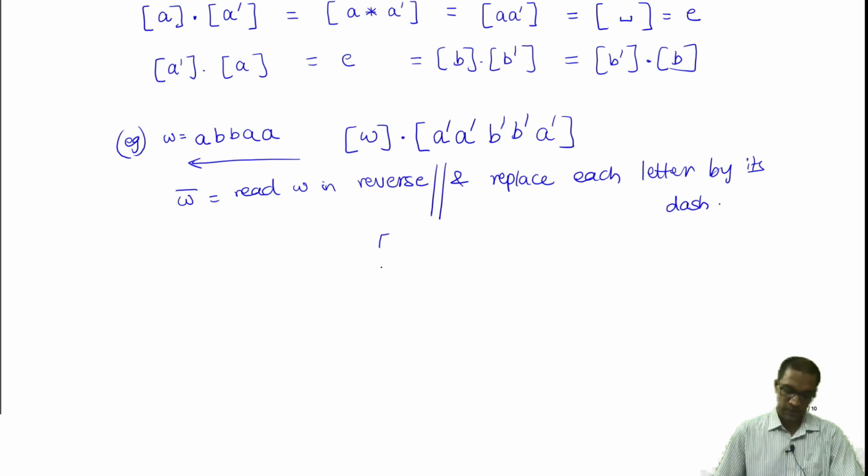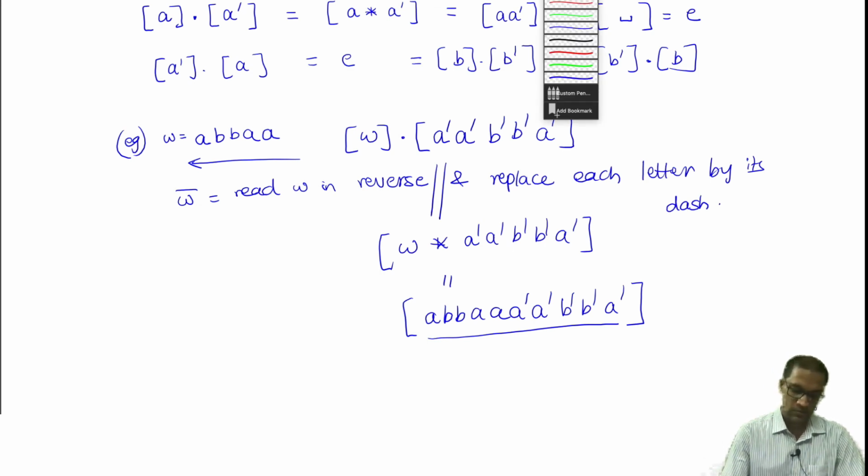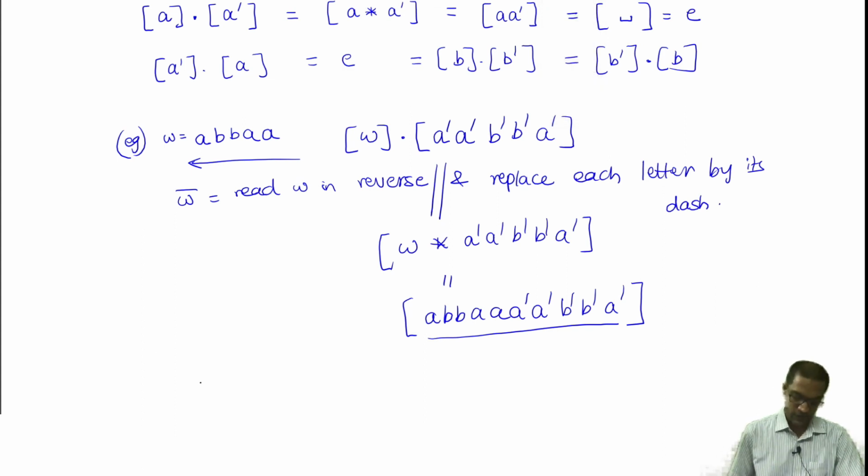By definition, this product is just W concatenated with this new word, A prime, B prime, B prime, A prime, which as we know is A, B, B, A prime, B prime, B prime, A prime. So here's some long word, but I claim that if I keep applying my rewriting rules successively, I can convert this word into the empty word. Okay, so let's just do this right there. So let me write down this word and I'll convert it into the empty word.